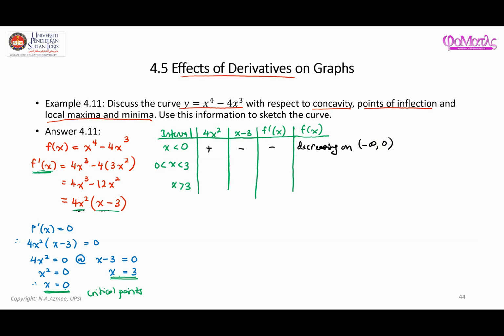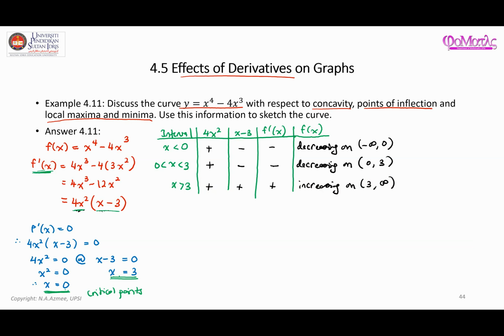The next one is x between 0 and 3. You can imagine any value, such as x equals 1. If x is equal to 1, the first factor is positive, the second is negative, and the result is negative. Positive times negative is negative. So again, the graph is decreasing on the interval between 0 and 3. Now for x greater than 3, for example x equals 5, the first factor is positive and the second is positive, and positive times positive is positive. Therefore f(x) is increasing on 3 to infinity.